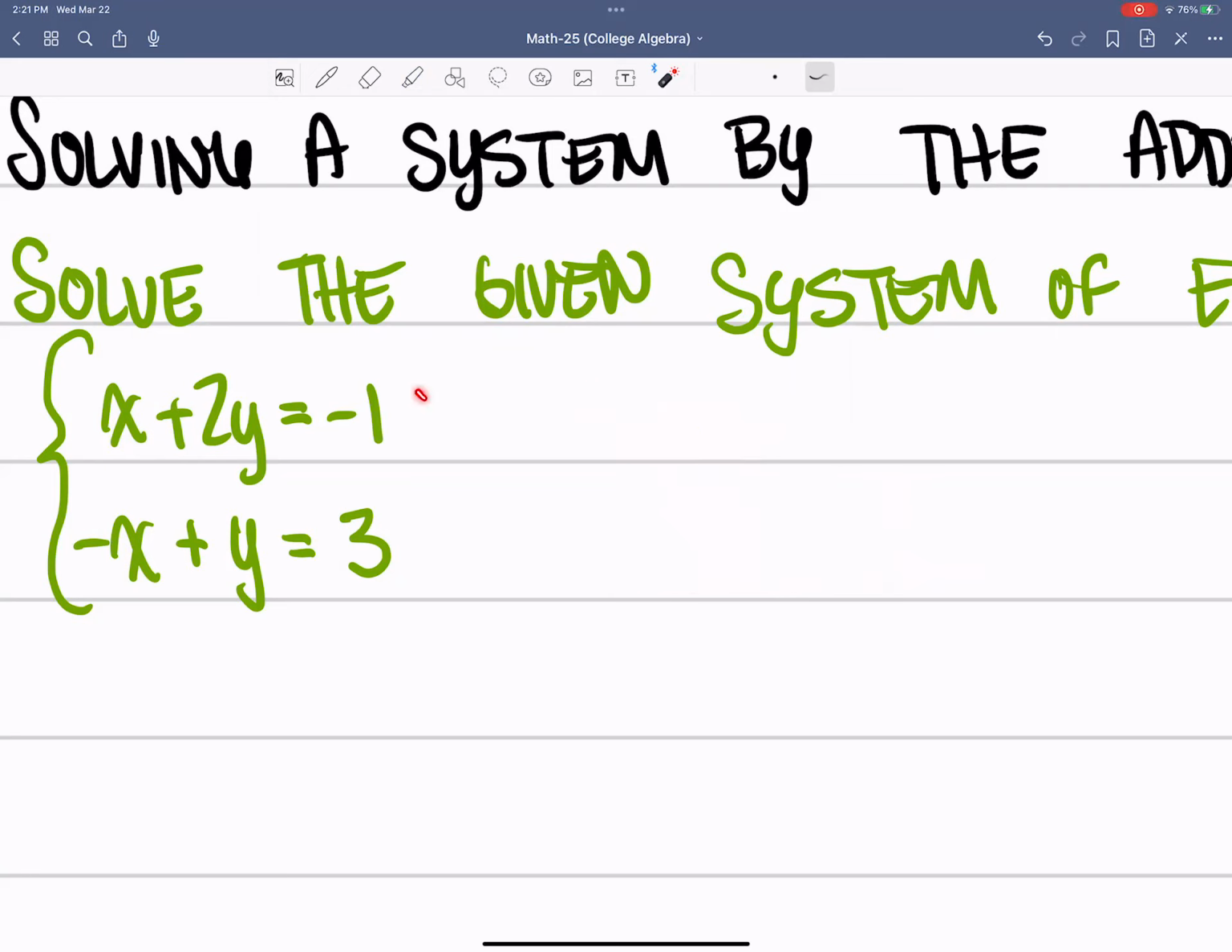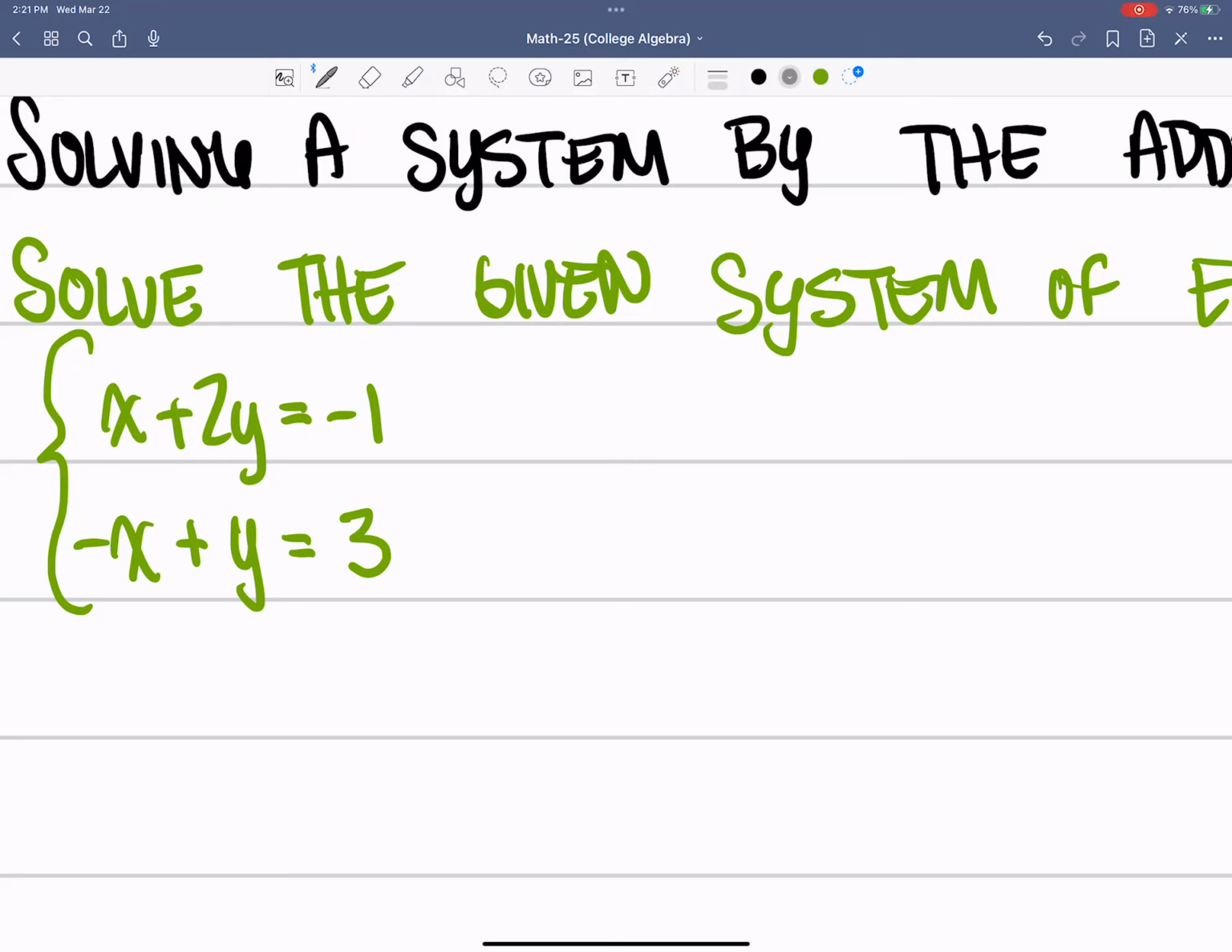So what we could actually do is force one of the variables to disappear, so that we could solve for the system. Here it looks really easy, just adding these two together. We have a positive x and a negative x. When we add those two together, we end up eliminating the x. So we call this not only the addition method, but also the elimination method.